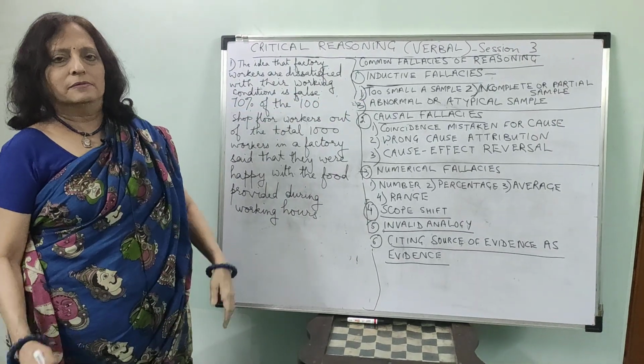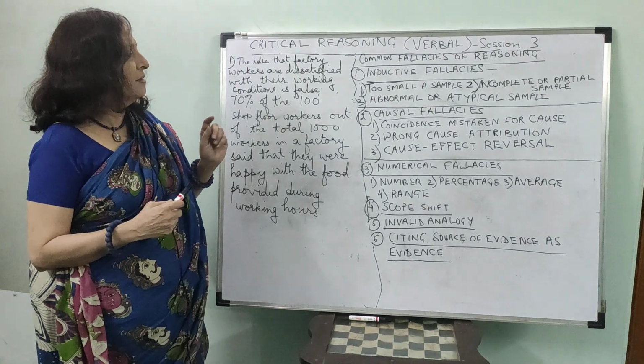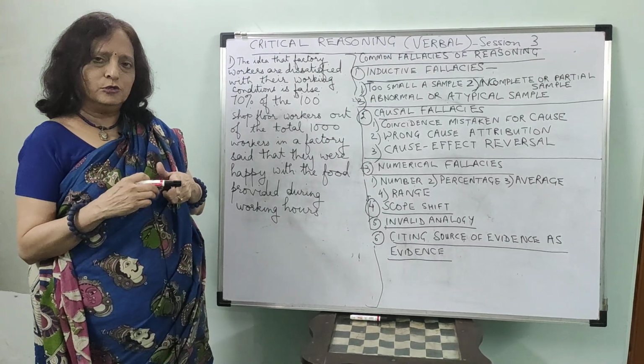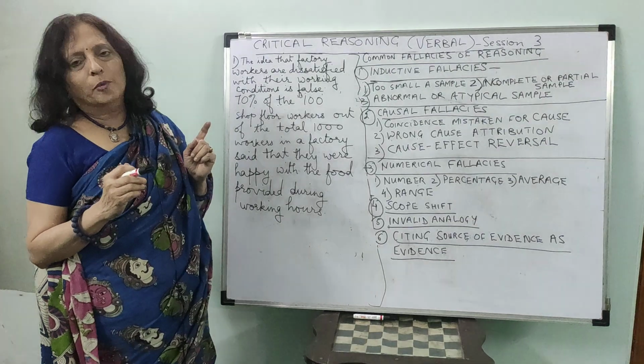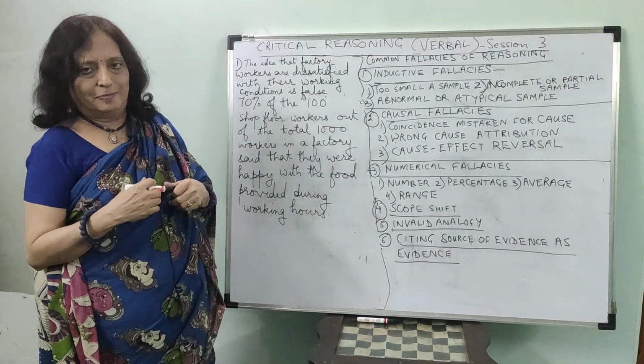So if a group is very big, only a few people out of it are sampled, therefore it becomes a scope mismatch. The scope of the evidence is too small compared to the scope of the conclusion. So it is basically a scope mismatch.